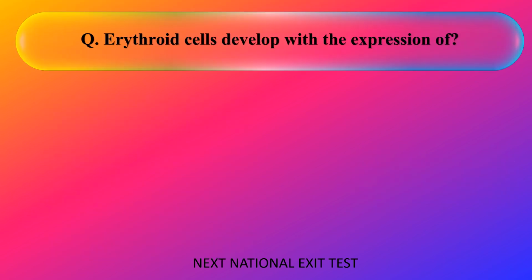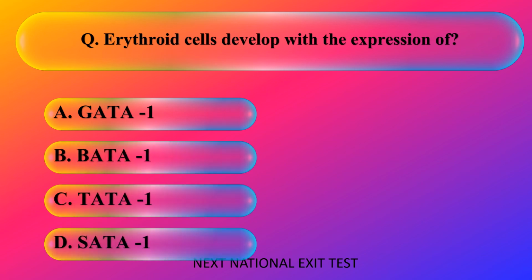Erythroid cells develop with the expression of A. GATA1, B. BATA1, C. TATA1, D. SATA1. Now what is GATA1? GATA1 is GATA binding protein 1. So the GATA binding protein 1 is the correct answer here.